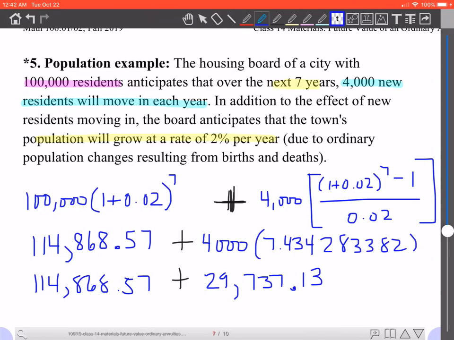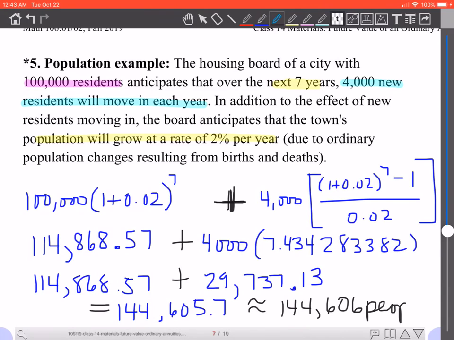29,737 and 13/100ths added to 114,868 and 57/100ths. So this is going to be equal to 144,605.7, which now we can round up since we're talking about people. So this is approximately 144,606 people. Residents, citizens, whatever you want to label it, but they're people.